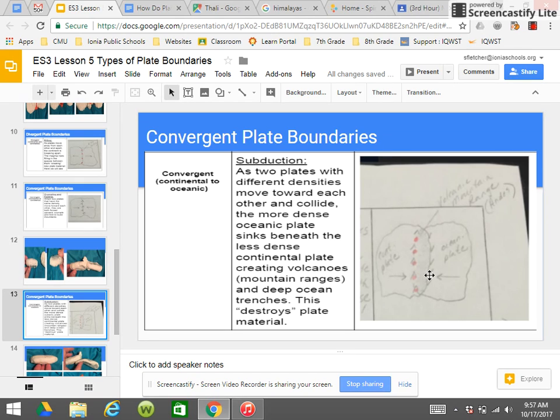And I can show you a real life example of this as well. So make sure you're representing this idea. So go ahead and pause the video and get this information done.